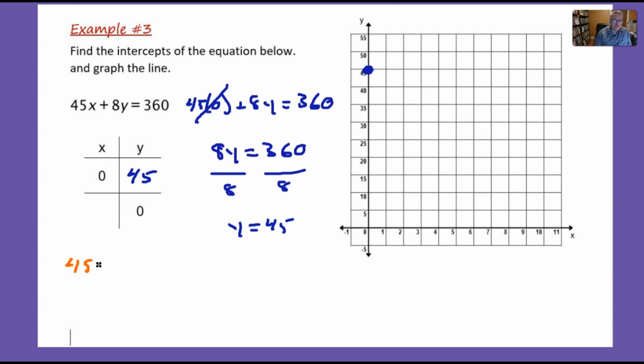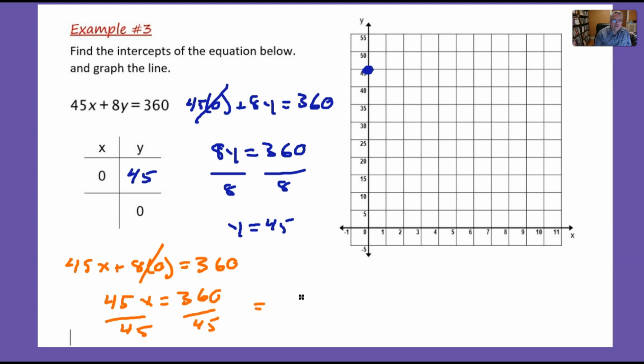So we'll put 45 times x plus 8 times 0 equals 360. That's 0, and we get 45x equals 360. And if you divide both sides by 45, I do believe you're going to find that x equals 8. Okay, so 8 comma 0 is our x-intercept. That's right here. We have our 2 points.